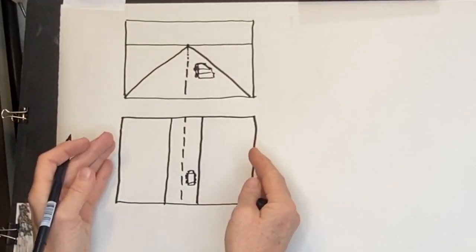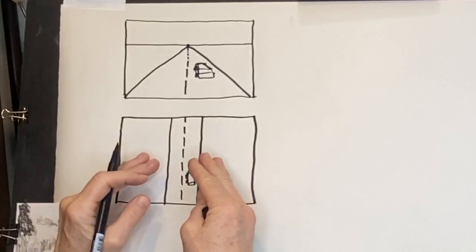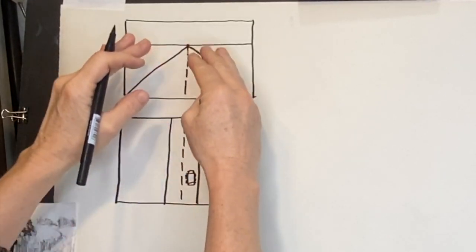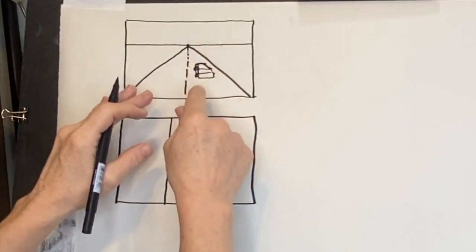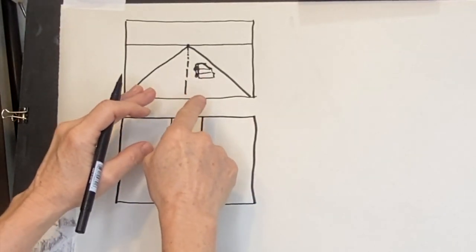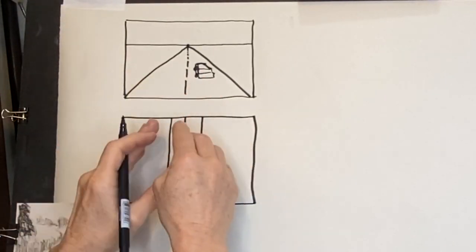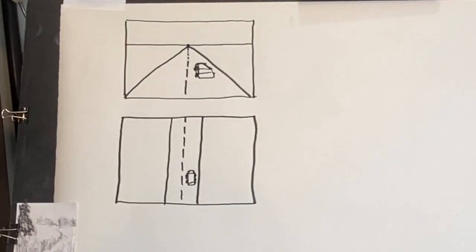So now, in this case, we're going to fly back down to the road, and we're going to come down a little bit higher than the car. We're floating still a little bit here. We're not quite standing on the ground. And we're going to look towards the horizon.